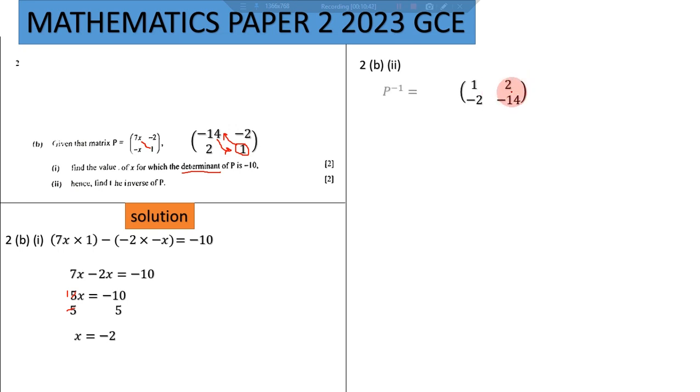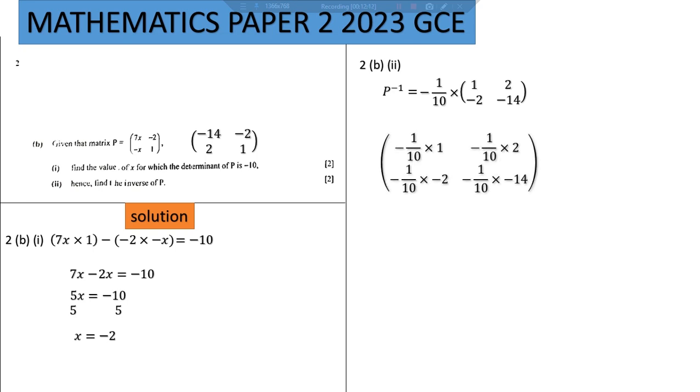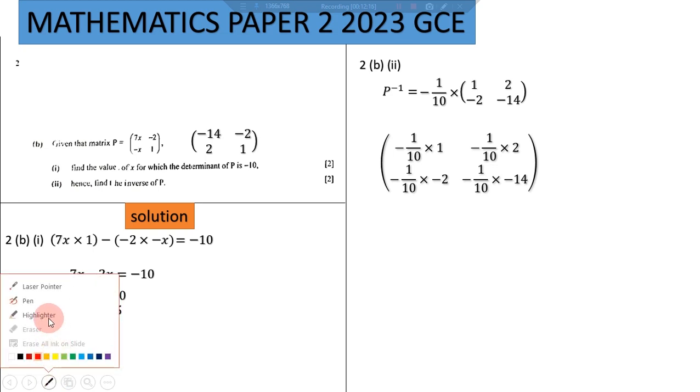This will be multiplied by the inverse of our determinant. The inverse of the determinant, we take it over 1. So we swap, the 1 goes up, the 10 comes down. So it becomes negative 1 over 10. This is a scalar. It has to be multiplied to each and every element inside this matrix. So when we multiply negative 1 over 10, we're going to have something like this.